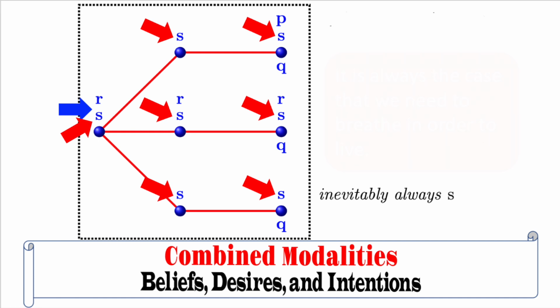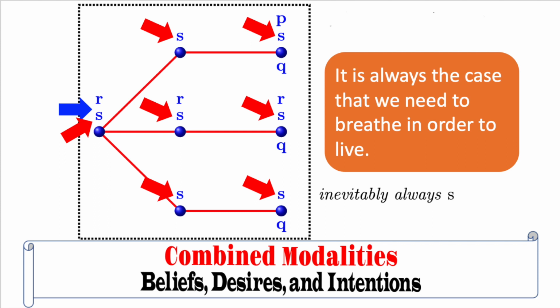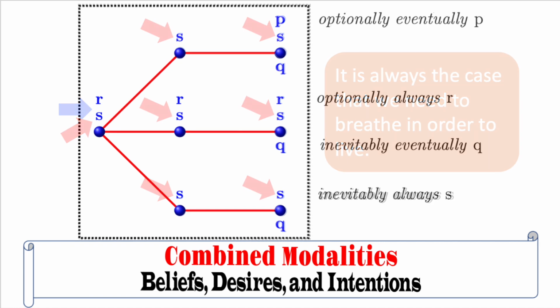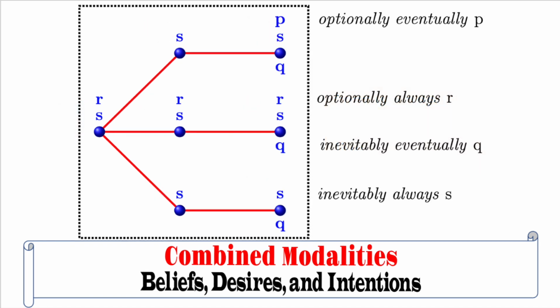For example, if we say it is always the case that we need to breathe in order to live, then it can be denoted by S. Since we cannot live without breathing, we have no choice but to breathe in order to live, thus inevitably. Since we cannot live without breathing regularly, then we have to breathe without stopping for a long period of time, thus always.